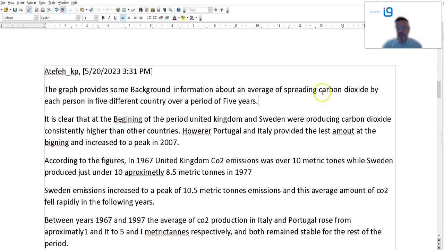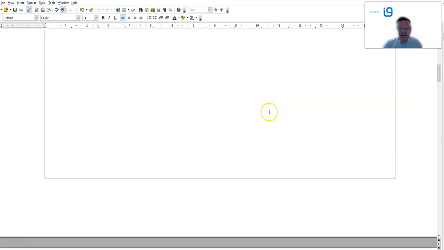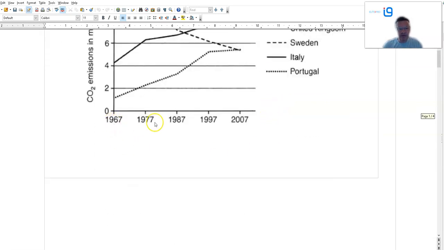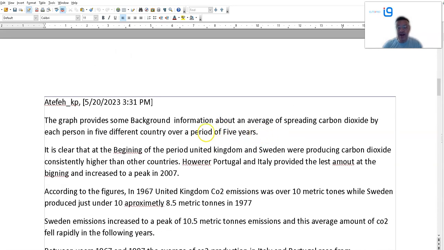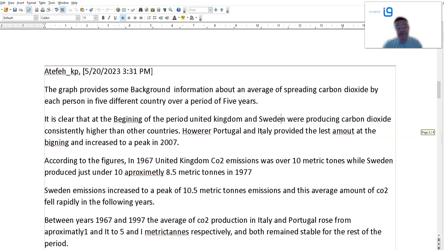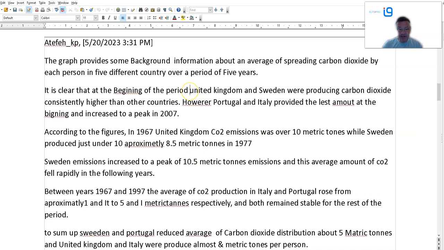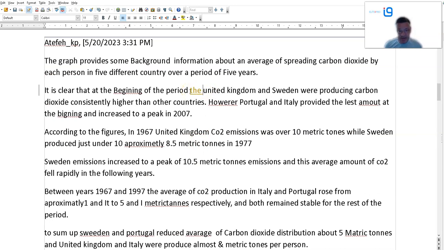All right. So income tax by each person. I don't know, 5 different countries over a period of 5 years. So it's not 5 years, is it? It's 40. I mean, was it? It's probably 40 years. So there's 5 different years, but it's not 5 years over a period of 5 years. Well, it's not. It's a period of 40 years. So, being of a period, the United Kingdom. Don't forget capitals.